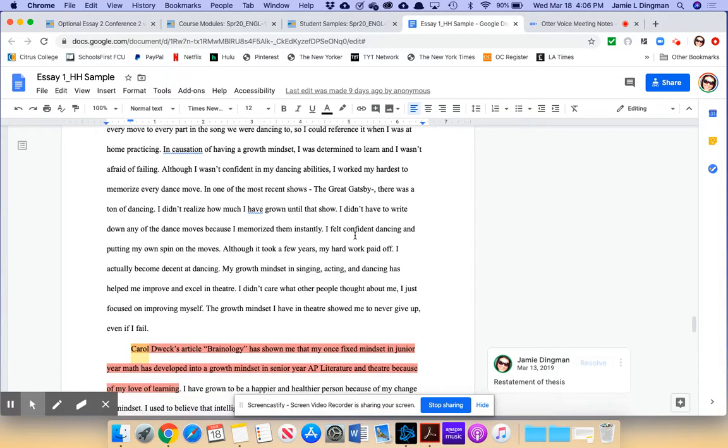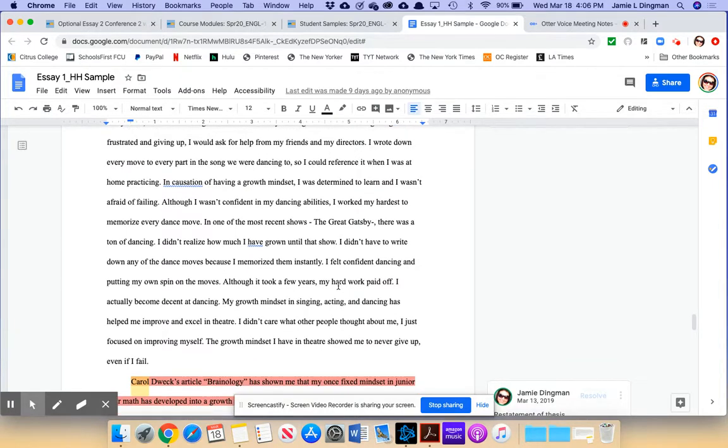In one of the most recent shows, The Great Gatsby, there was a ton of dancing. I didn't realize how much I have grown until that show. I didn't have to write down any of the dance moves because I memorized them instantly. I felt confident dancing and putting my own spin on the moves. Although it took a few years, my hard work paid off. I actually became decent at dancing. My growth mindset in singing, acting, and dancing has helped me improve and excel in theater. I didn't care what other people thought about me. I just focused on improving myself. The growth mindset I have in theater showed me to never give up, even if I fail.